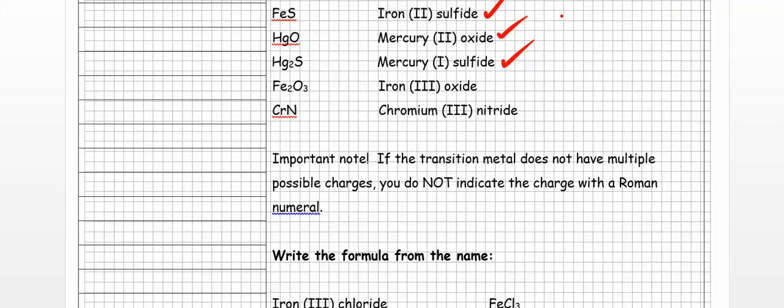The next one is iron(III) oxide because that 3 must have come from there. So +3 is the charge on iron(III) oxide. We'll put that right there.